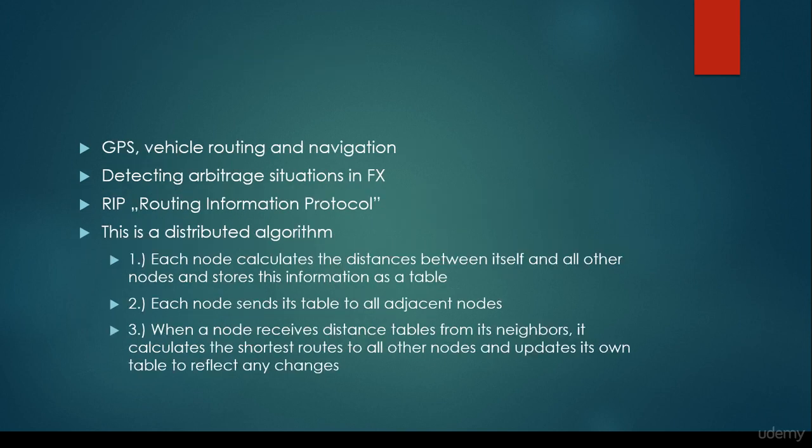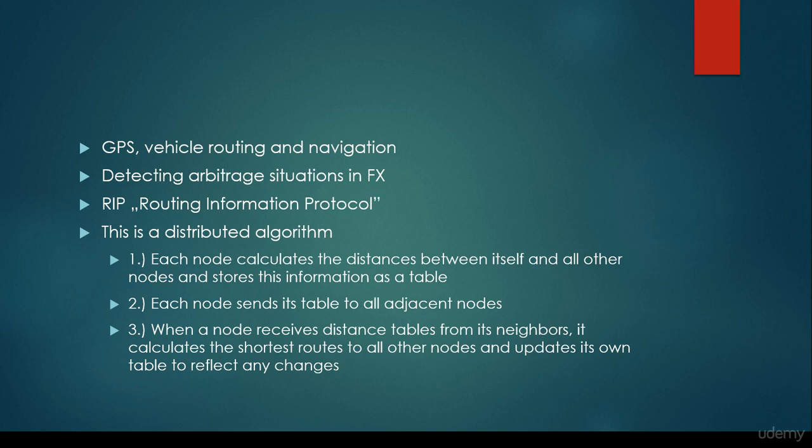Okay. Of course, there are the standard applications of shortest path algorithms such as GPS or vehicle routing or navigation, or, as we have discussed with the Bellman-Ford algorithm, we can detect arbitrage situations in the forex market. But for example, we have the RIP, the Routing Information Protocol. This is a distributed algorithm that relies heavily on shortest path algorithms.